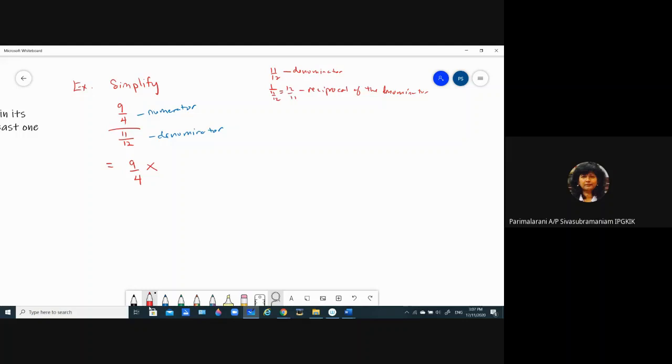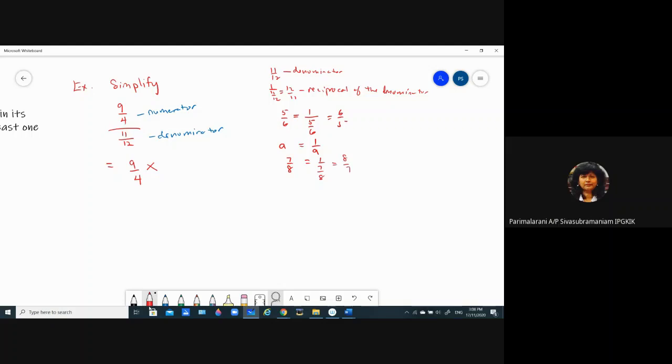If you have a number 5 over 6, what is the reciprocal of 5 over 6? Reciprocal means 1 over 5 over 6. It's actually 6 over 5. If you have a number A, what is the reciprocal of A? 1 over A. If you have a number 7 over 8, the reciprocal is 1 over 7 over 8, which is 8 over 7.